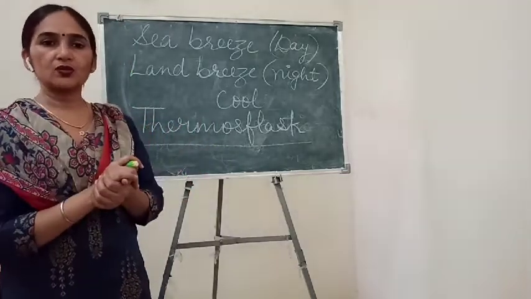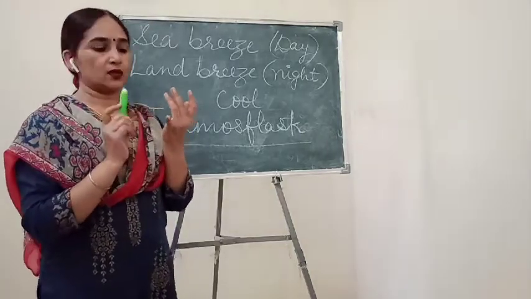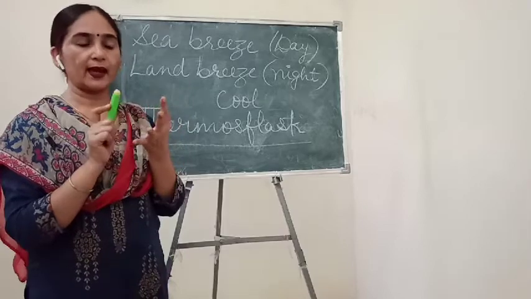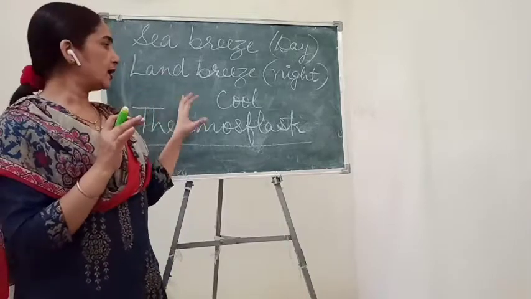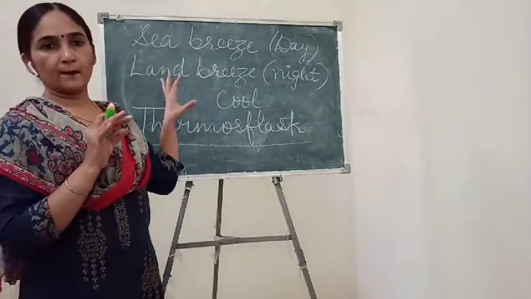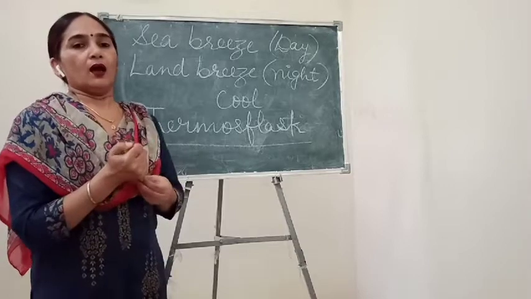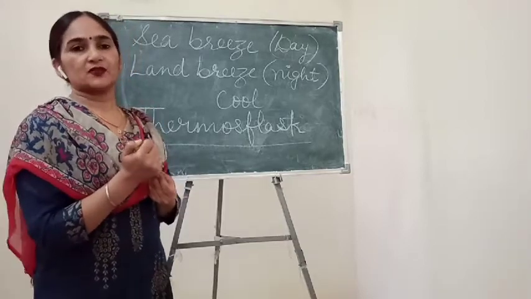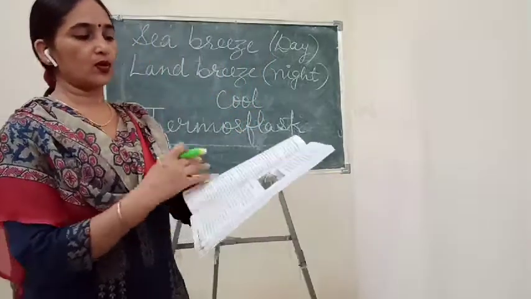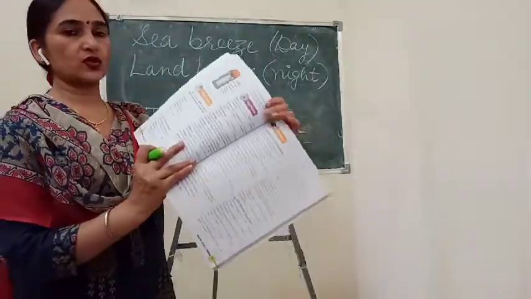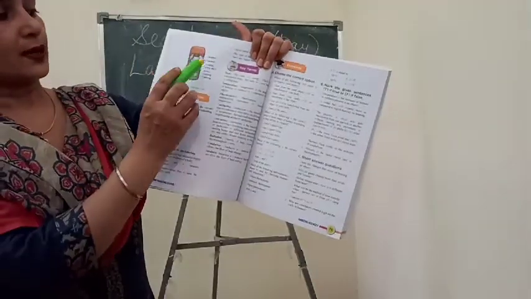So here also these three methods work: conduction, convection and radiation. We can study these three methods in this thermos flask. By observing the structure of the thermos flask, you can understand better. I'll show you from your book what the structure of this thermos flask is. You can see this here.